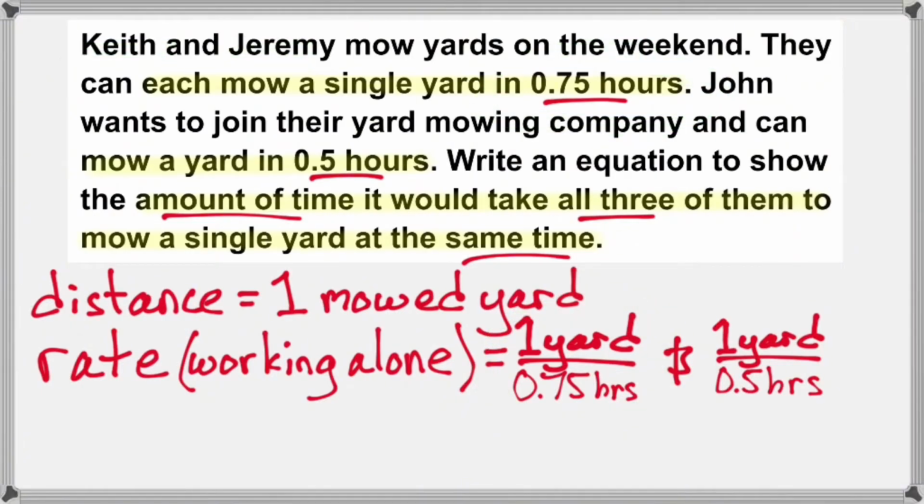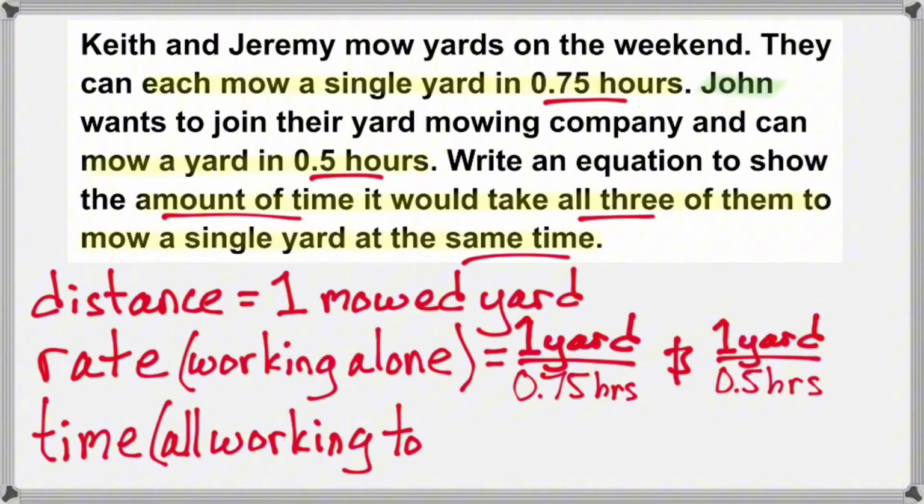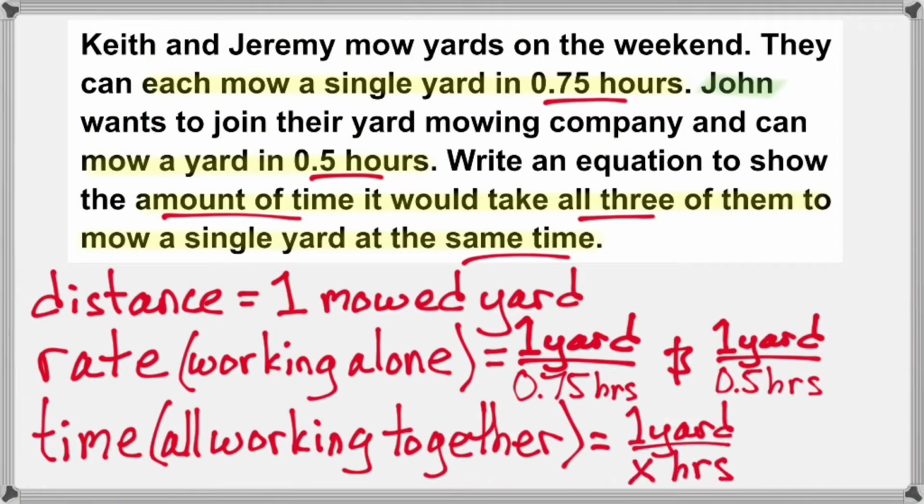But it says in the second sentence that John mows a single yard in 0.5 hours. So John mows the yard a little faster: 1 yard over 0.5 hours. That's the rate that John is working. Lastly, the time of them all working together would be the amount of time it takes them to mow 1 yard at the same time, but we don't know how much time that's going to take. That's where the variable comes into place.